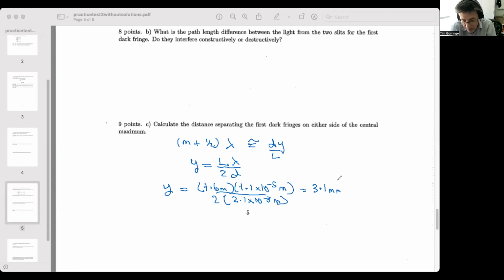And so the distance that's asked for, separating the two dark fringes that are either side of the central maximum, so there's two m equals 1 dark fringes, that distance is just 2y. And so all we've got to do is multiply the 3.1 millimeters by 2, and I got a distance between the two dark fringes nearest the central maximum. It actually came out to be 6.3 millimeters in my calculation. So that's the answer to our question.